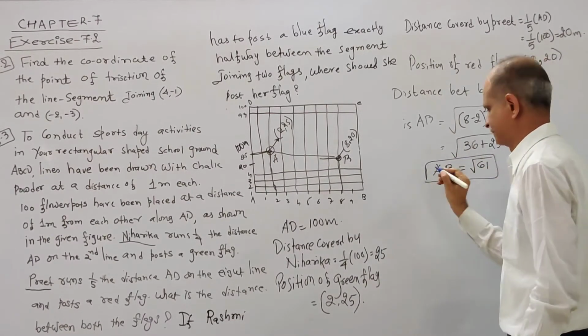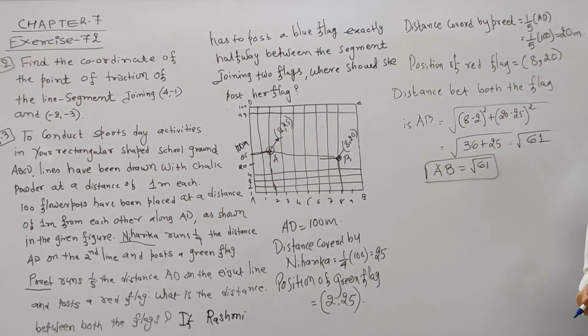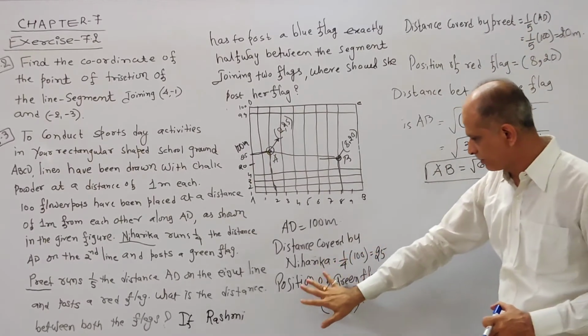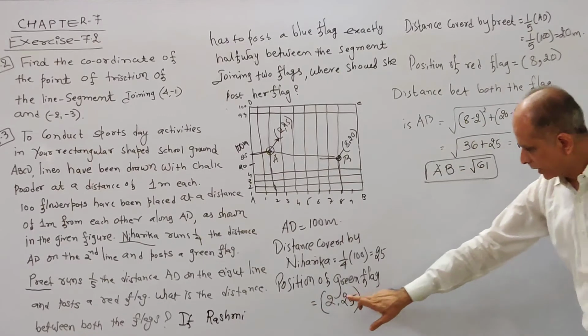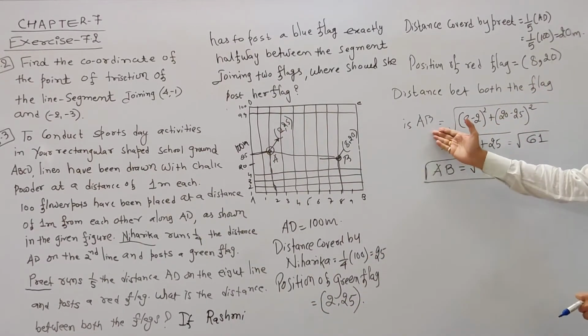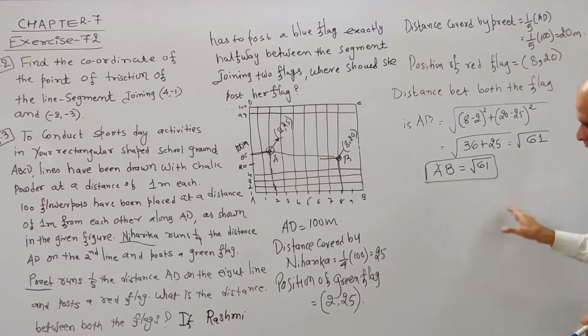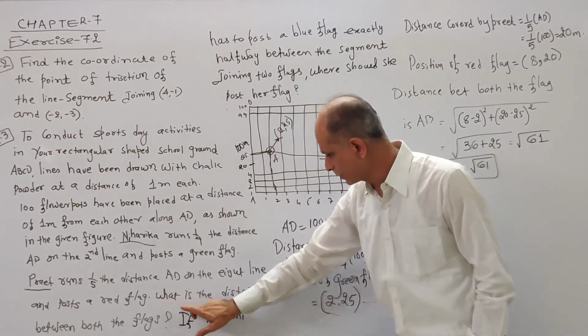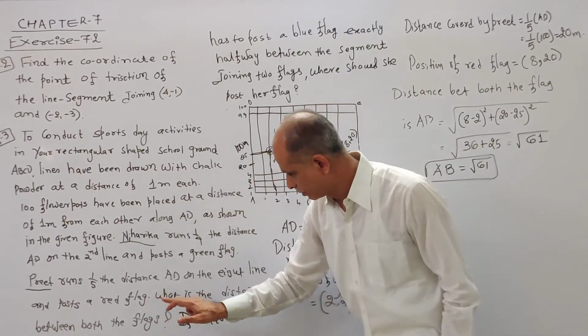Very simple answer. So first of all, you have to find out the position of the green flag. Then you have to find out the position of the red flag, posted by Preet, while the green one is posted by Niharika. Then you get x1, y1 as well as x2, y2. So by using the distance formula, you can easily find out the answer of the first question, which is: what is the distance between both the flags?